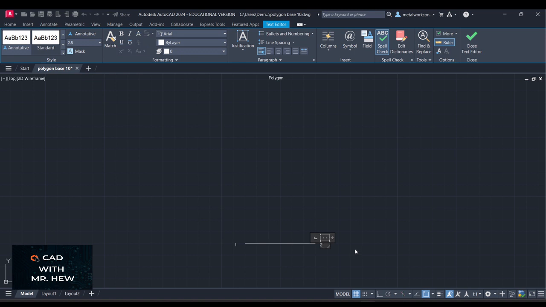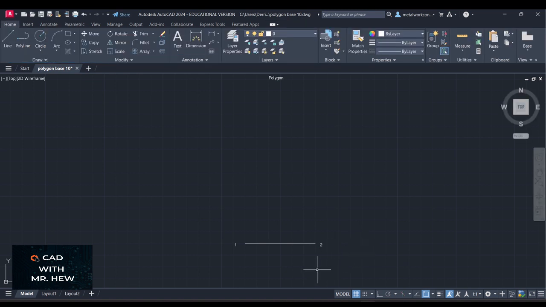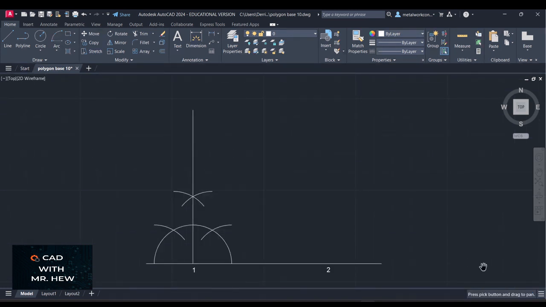2. All right. So that's the baseline. Now the next step is to construct a 90-degree angle at 1. So we're constructing a 90-degree angle at 1. What we have on the screen is a 90-degree angle constructed at 1.